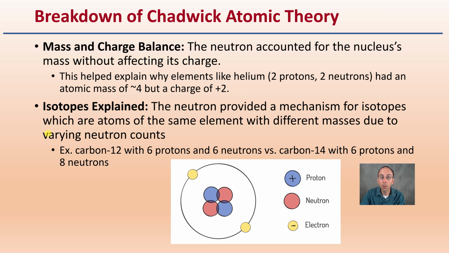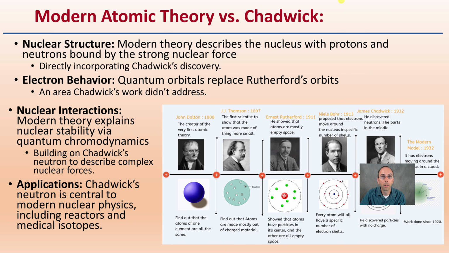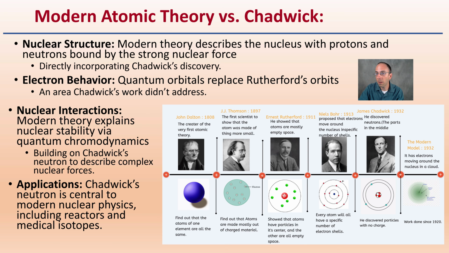Also, this explained isotopes, because neutrons provide a mechanism for isotopes, which are atoms of the same element with different masses due to varying neutron count. So for example, carbon-12 with its 6 protons and 6 neutrons versus carbon-14 with 6 protons and 8 neutrons. So those isotopes have varying amounts of neutrons, which affects the mass, but not the element identity or the charge of the element. So how does this relate to the modern theory?